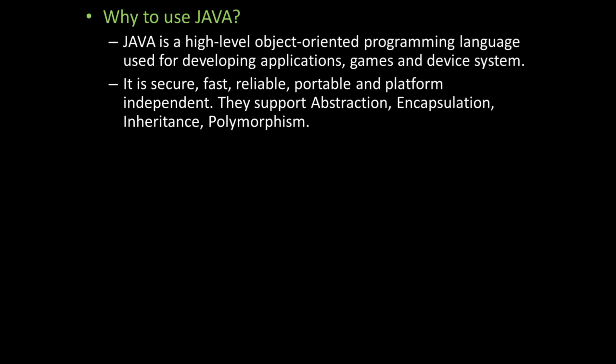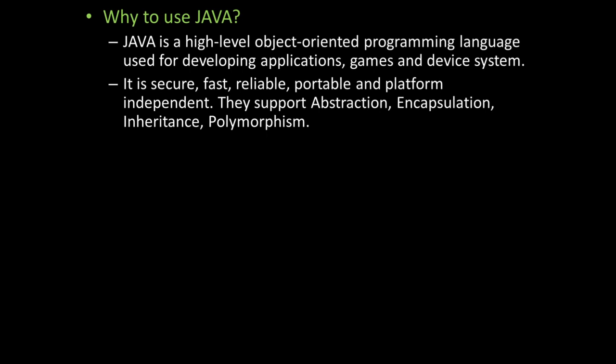In this video, we are going to start from scratch. So initially you should know what Java actually is, why to use Java, and what the advantages of using Java are. Java is a high level object oriented programming language used for developing applications, games and device systems. It is secure, fast, reliable, portable and platform independent. These are some of the advantages. And as Java is an object-oriented programming language, it supports abstraction, encapsulation, inheritance, and polymorphism. We are going to see all these concepts ahead in this video.